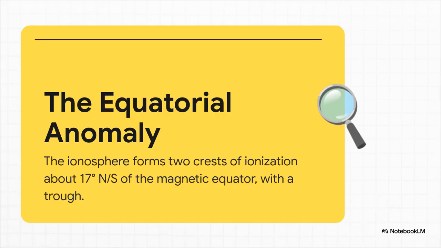All right, so what is this thing? Just imagine you're looking at the Earth's ionosphere, that layer of charged particles way up high. You'd expect it to be a pretty smooth blanket, right? But it's not. Right over the magnetic equator, the concentration of particles actually dips down, creating a kind of trough. And then, just to the north and south of that dip, it piles up into two big crests. That's the Equatorial Anomaly. It's a real puzzle, and explaining that very specific shape is the whole game.